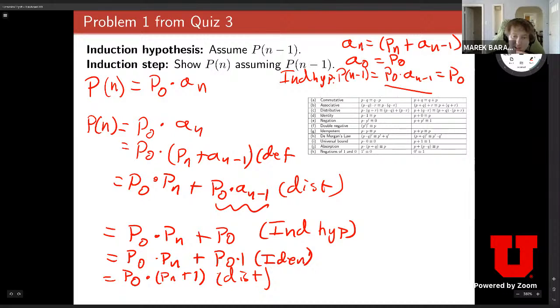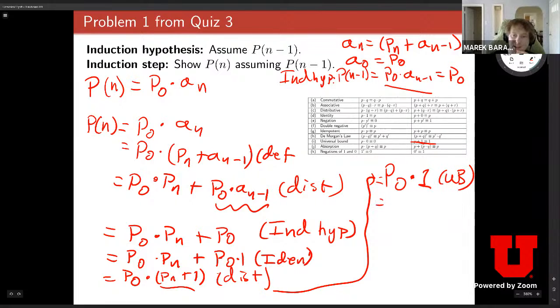And then coming over here, we can rewrite that as P0 times, and then we're going to apply the universal bound, which says P plus 1 is equal to 1. So that turns this into just 1, and that's UB. And that's equal to P0 by the identity.